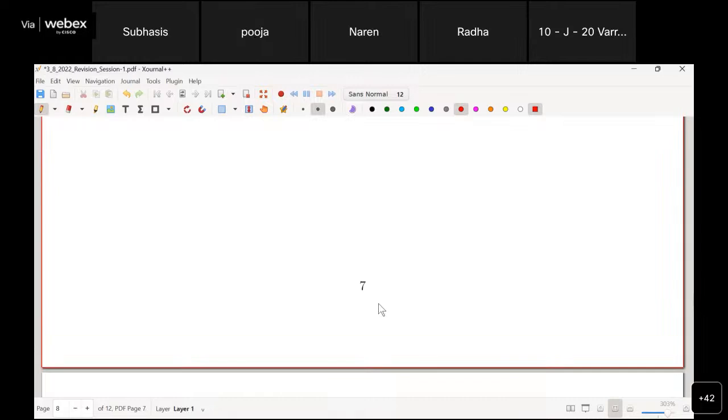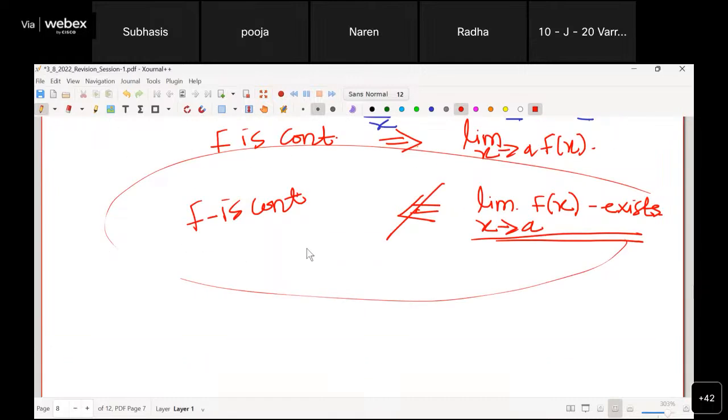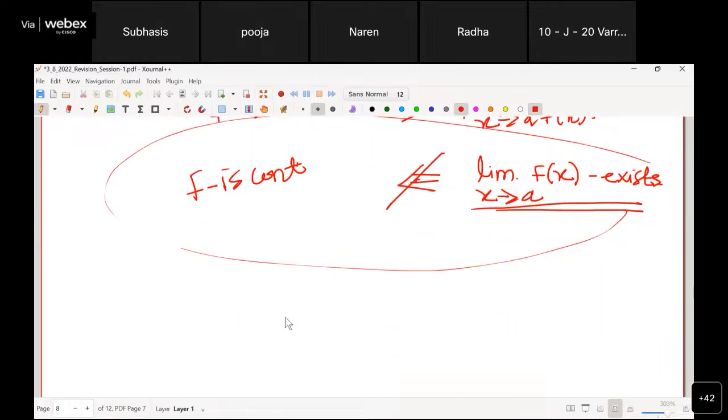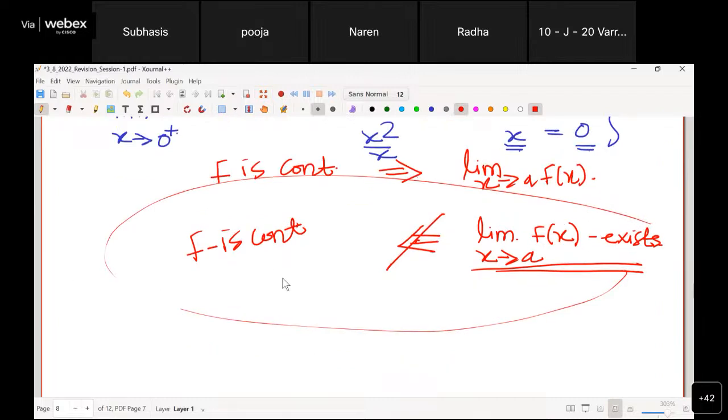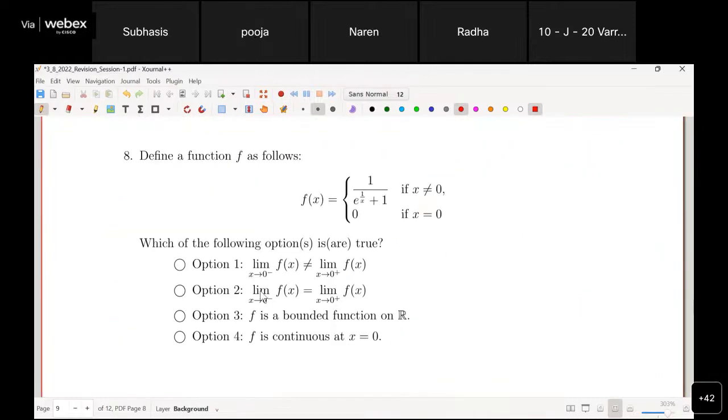Someone just now said differentiability. So if f is differentiable, from there itself you can say that f is continuous, and that the limit exists. But if f is continuous, that doesn't imply that f is differentiable. I'll come to that.